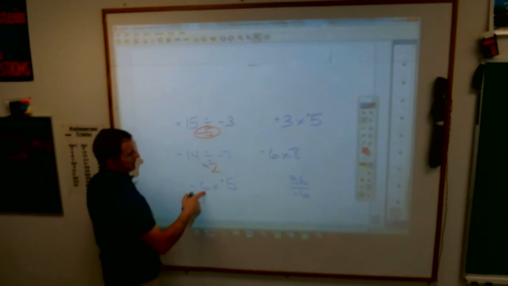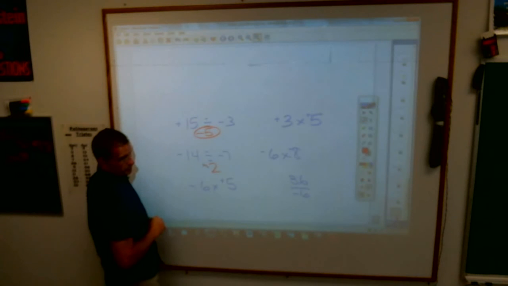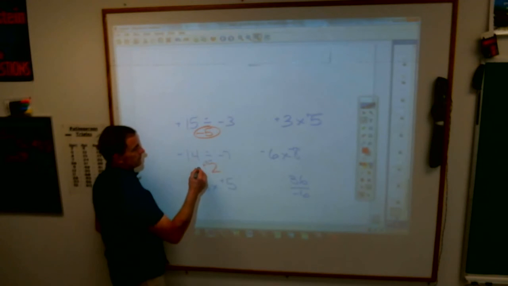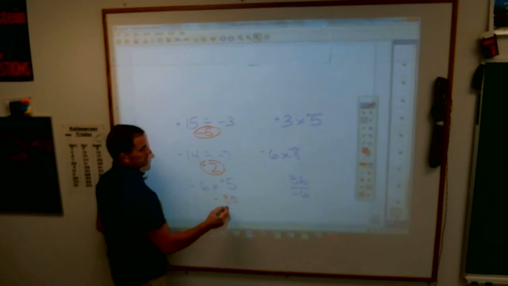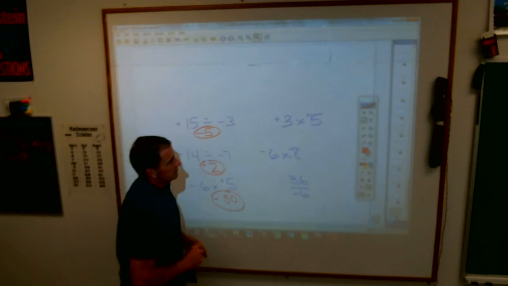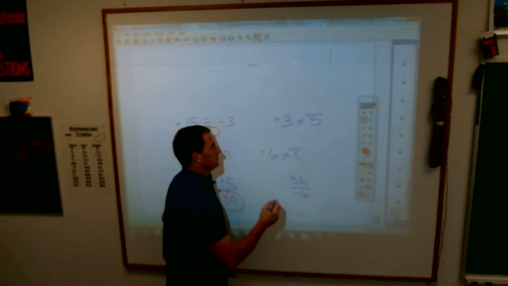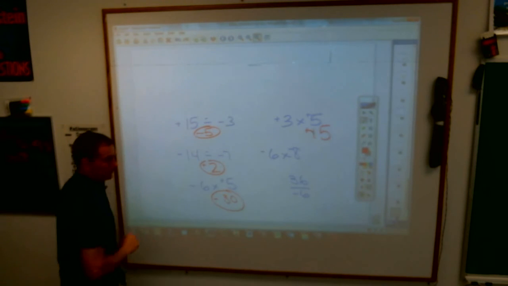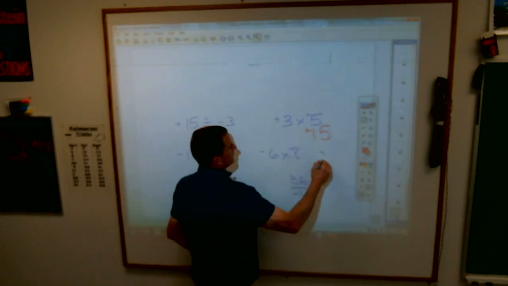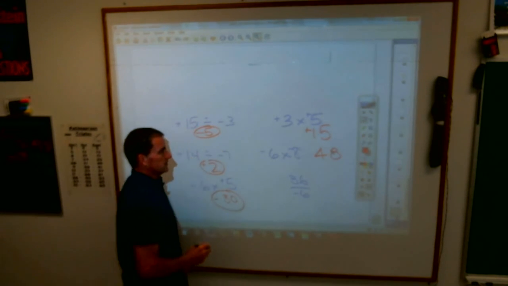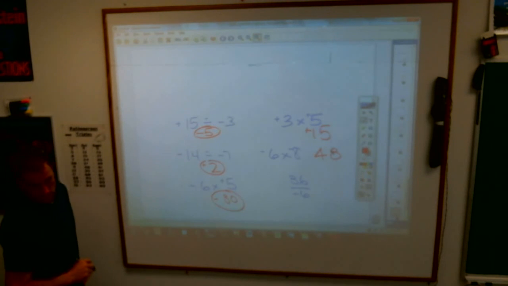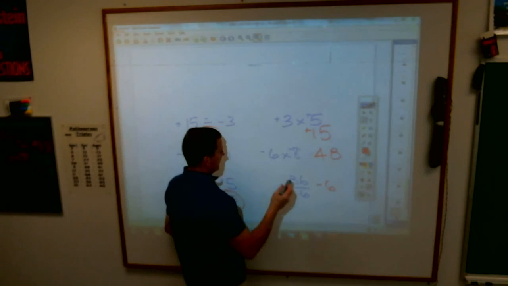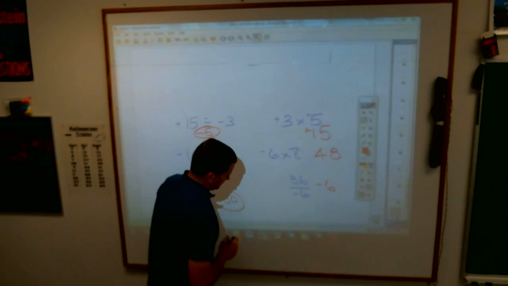Yep. Negative 6 times positive 5, Brant? Negative 30. 6 times 5 is 30. Positive 3 times positive 5, Abram? Positive 15. Negative 6 times negative 8, Wade? 48. Yeah, 48. And 36 divided by negative 6, Carolyn? Negative 6. Bam. That, as they say in the math world, is a wrap.